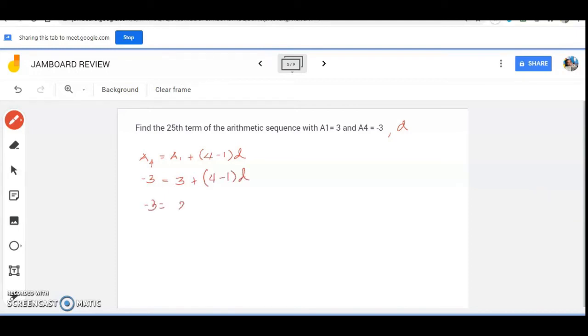So, we have negative 3 equals 3 plus 4 minus 1, which is 3, right? So, that's 3d. Or 3 plus 3d. Now, pag nilipat natin yung 3, magiging negative pa rin. And negative plus negative is equal to negative pa rin. That is negative 6, so that's 3d. So, dividing both sides by 3, the value of our d now is negative 2. Okay, very good. Since makakompleto na natin yung ating formula, pwede na natin i-substitute yung mga values na meron tayo.